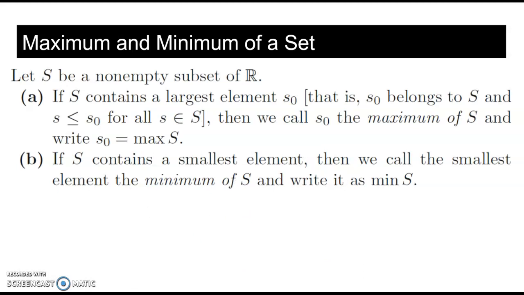Now this is also an important one, which is usually required in the case of Riemann integration: maximum and minimum of a set. Let S be a non-empty subset of R. If S contains a largest element, let's say S0, that is, S0 belongs to S and s is less than or equal to S0 for all s in S, then we call S0 the maximum of S, and we write S0 equals max S. If S contains a smallest element, then we call it the minimum of S, and we usually write it as min S.